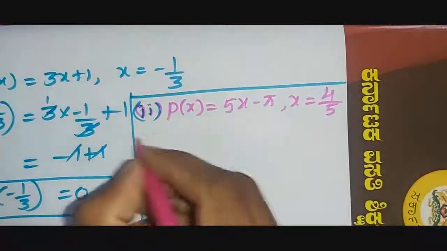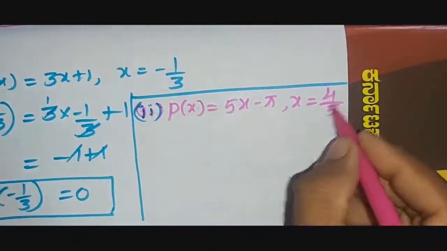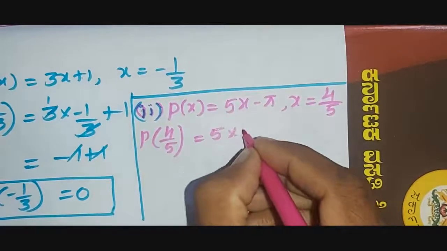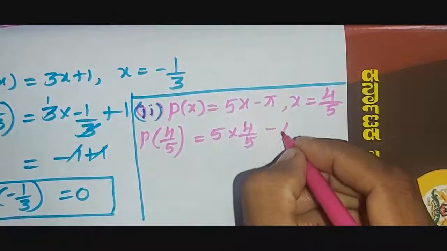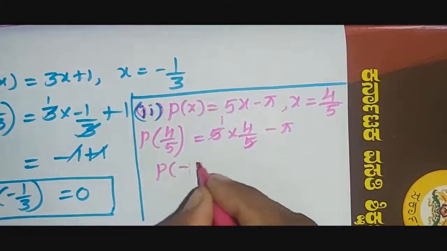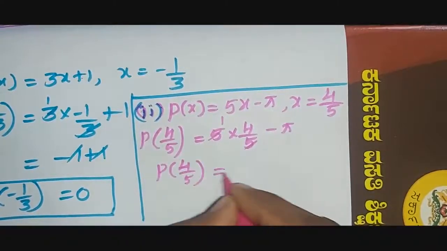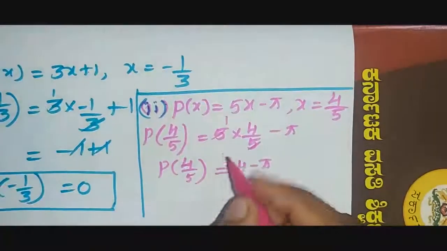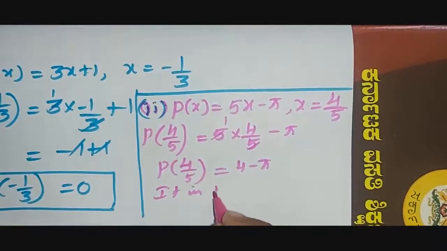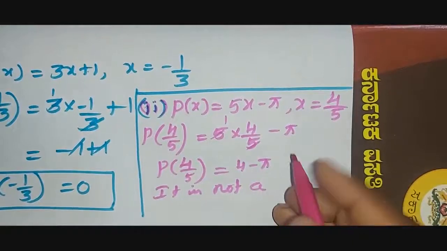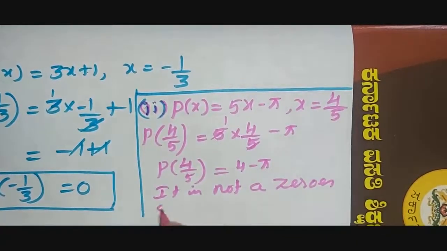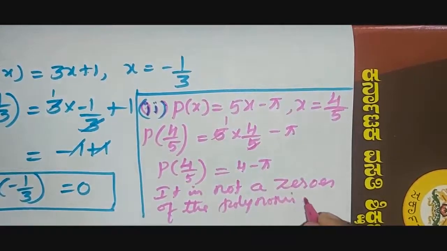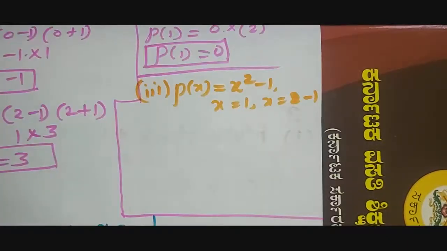Okay, here we have the second question. P of x is equal to 5x minus 5. We have to put this value. P of 4 by 5 is equal to 5 into 4 by 5 minus pi. See, 5 and 5 cancel. P of 4 by 5 is equal to, we got here, 4 minus pi. This is not zero, so it is not a zero of the polynomial.